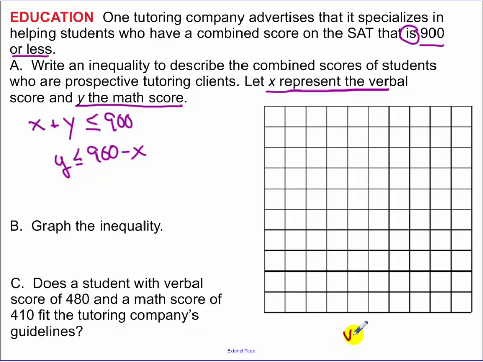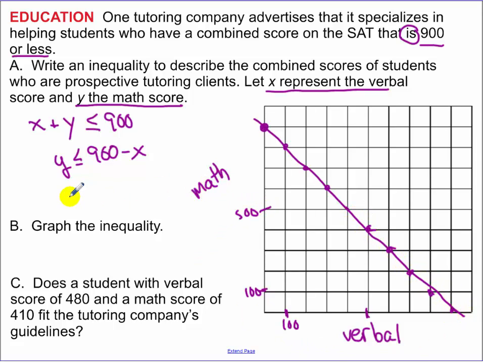On the bottom we had verbal. Over here we have math. So now I'm going to go by 100s. If I count out my slope, it's a -1. So I keep going down. It's kind of nice because it goes right through the corners. We have that right there. And since it's less than, it's technically everything below.